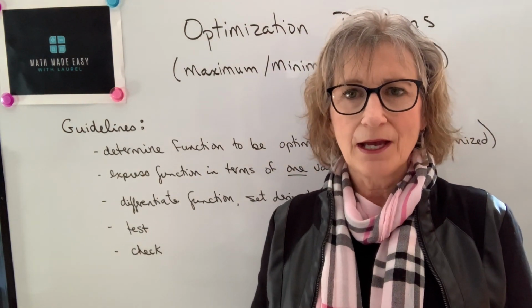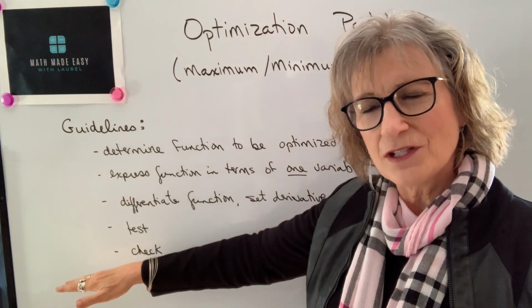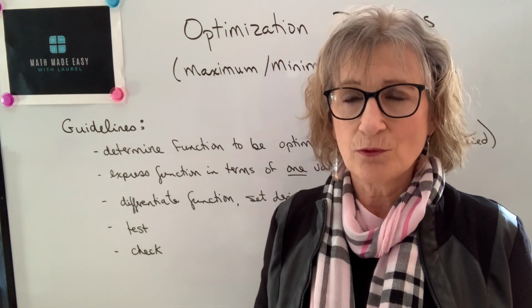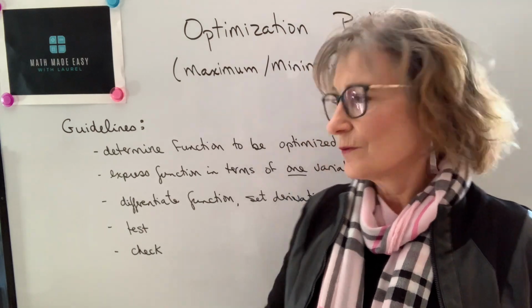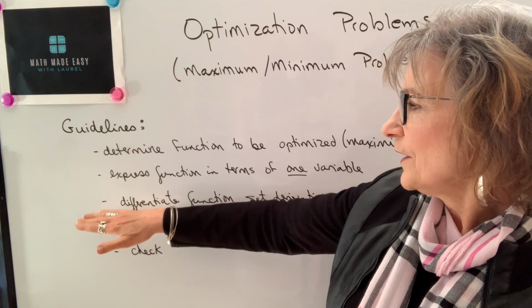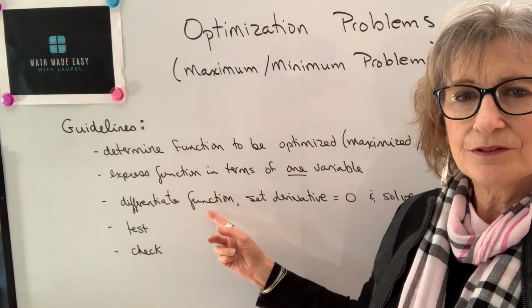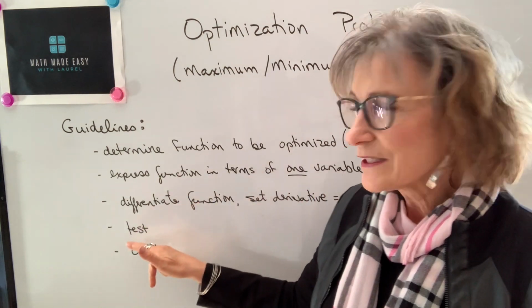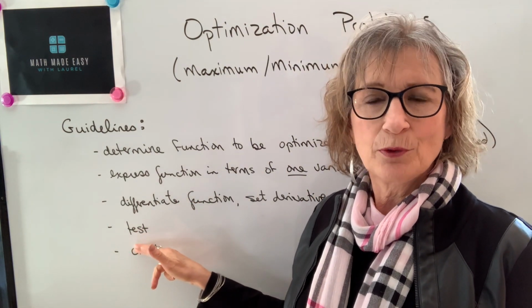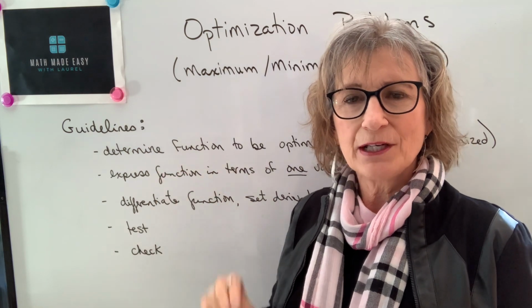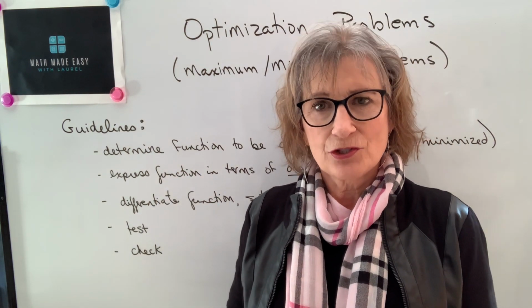Once you've got that, the rest you've done before because you found maximum and minimum points, and that's really what you're doing. So once you get past there, you're going to differentiate the function, set the derivative equal to 0, solve it, and test to make sure it is a maximum or minimum point. And then one last step, you're going to check the problem and make sure you've answered what the question asks.